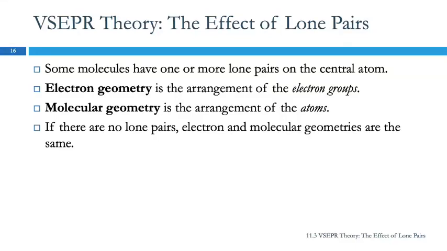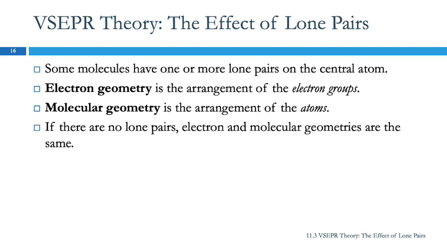Molecules that we've looked at so far have not had any lone pairs. But a lot of molecules do have lone pairs on the central atom. When we have lone pairs, then we have to distinguish between electron geometry and molecular geometry. So far, it's been the same. The electron geometry is the arrangement of the electron groups. The molecular geometry is the arrangement of the atoms.